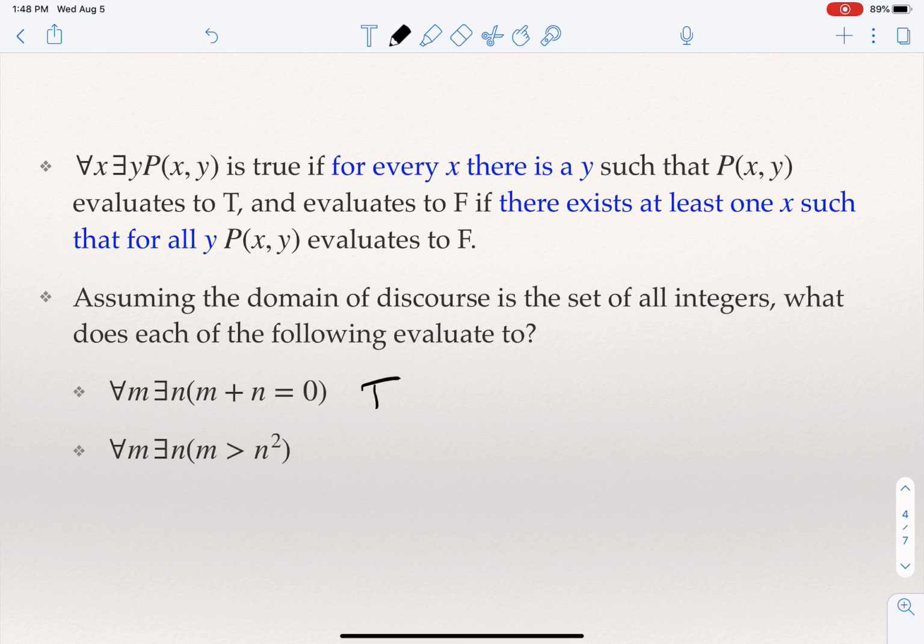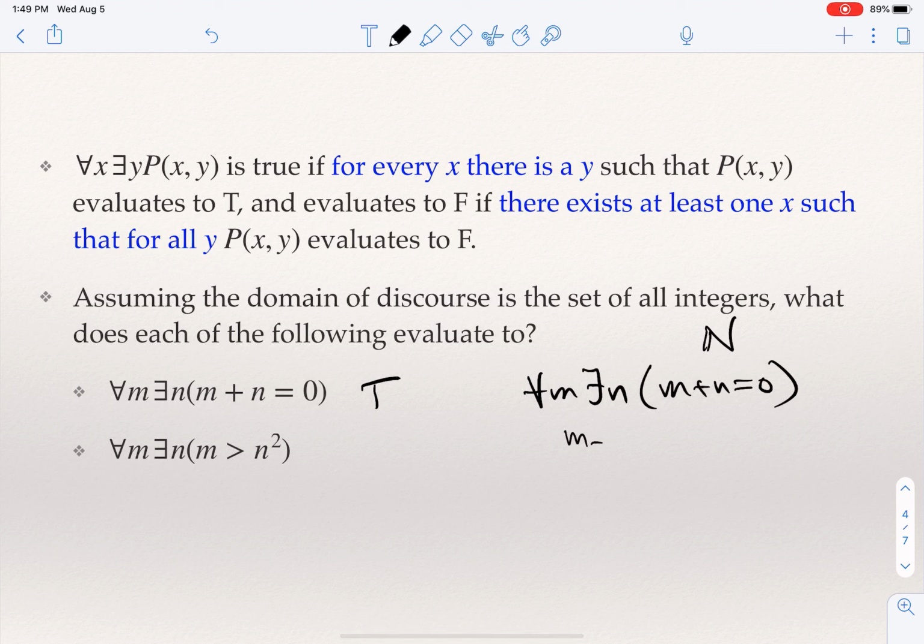If it was for all m, there exists an n such that m plus n equals 0, but the domain of discourse was the natural numbers greater than or equal to 1, is this true? The answer is no, because if you take m equal 5, what natural number can you add to 5 to make it 0? There is no such number, right? Because natural numbers do not include the negative numbers. So if the domain of discourse was the natural numbers, this statement is false.